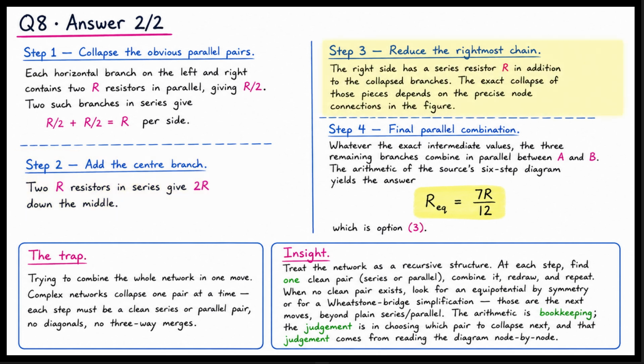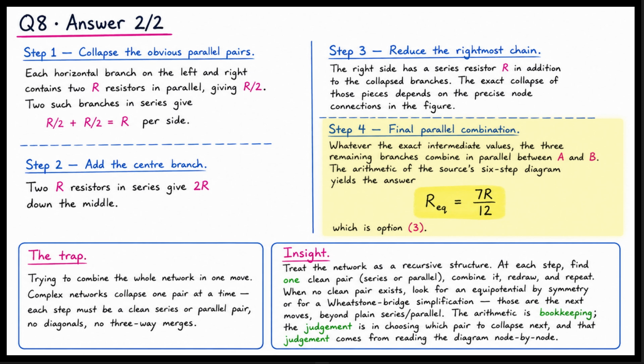Step 3. Reduce the rightmost chain, which has an additional series resistor on top of the already collapsed branches. The exact value depends on the precise node connections in the figure. The source's panel diagram carries out that intermediate collapse. Step 4. The remaining branches combine in parallel between A and B. The arithmetic shown in the source's 6-step diagram yields R eq equals 7R/12.